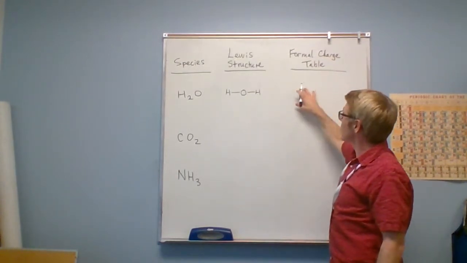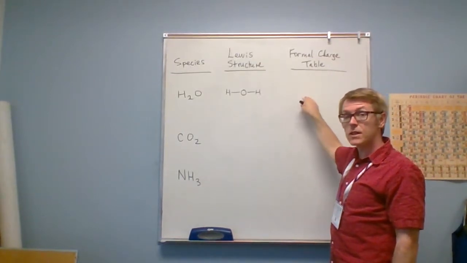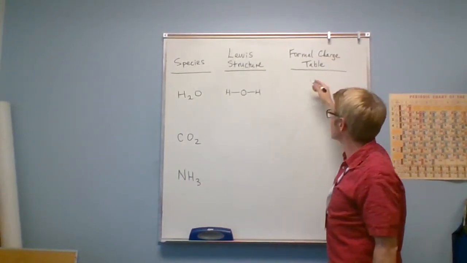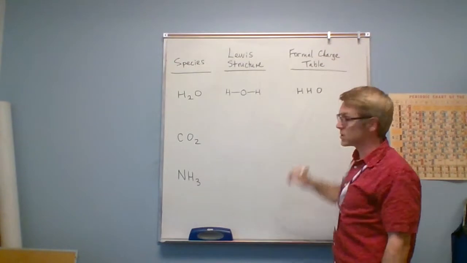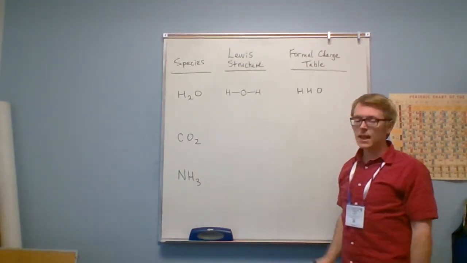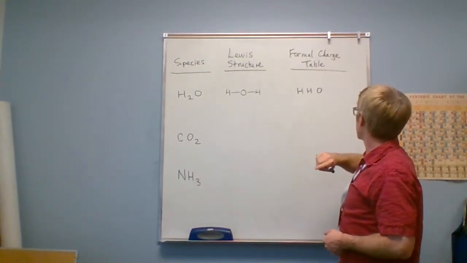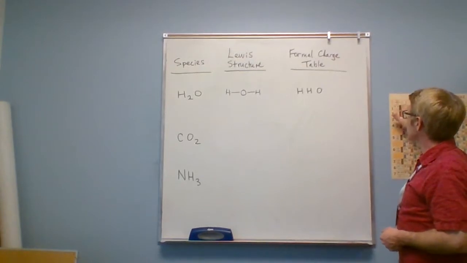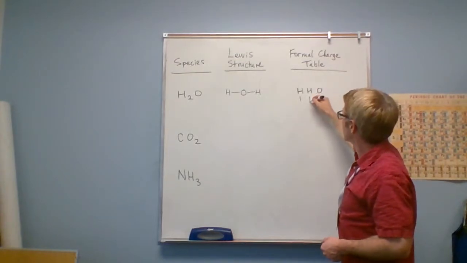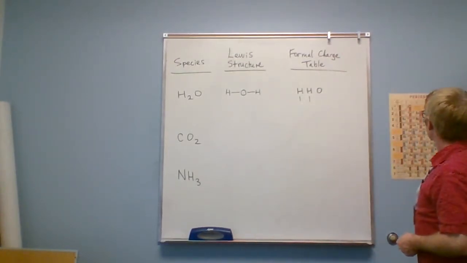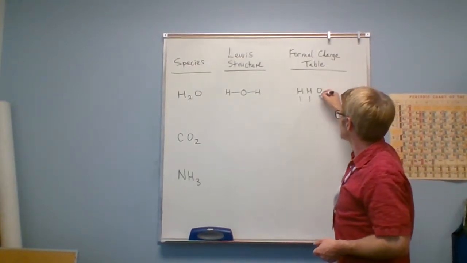I now have to write the formal charge table. The formal charge table is going to have several lines. The first line is the constituent elements. So in this molecule, I have 2 hydrogens and an oxygen. The second line of my formal charge table, I have to write the number of valence electrons. So if I look at my periodic table, hydrogen is in group 1, it's got 1 electron, and that electron is valent. Oxygen is in group 16, it's the 6th main group, it's got 6 valence electrons, so we write 6 here.